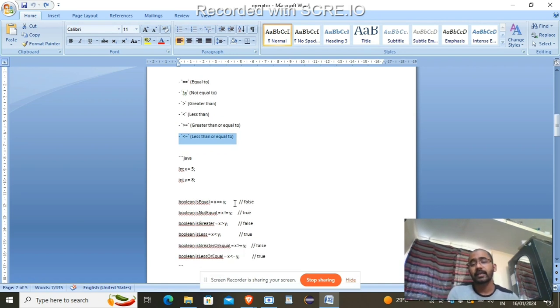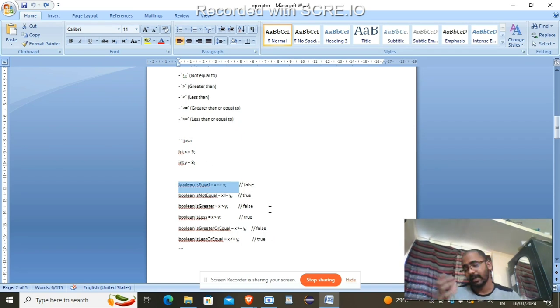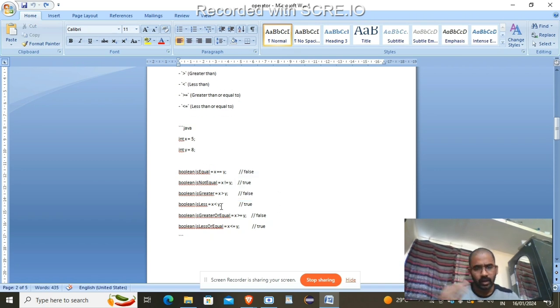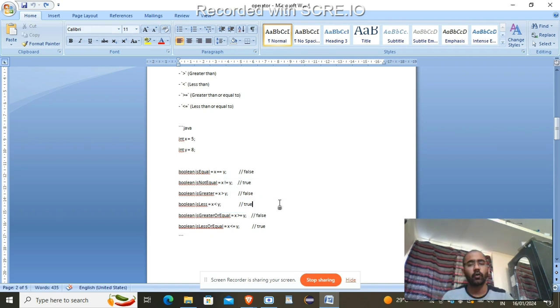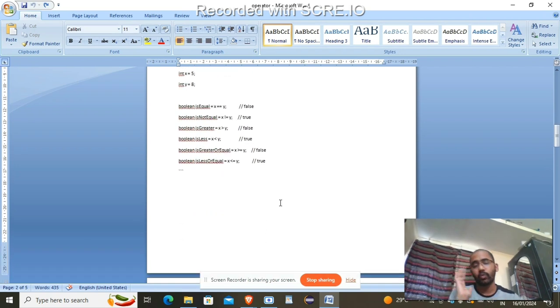For example, it only shows a boolean value. If x is equal to 5 and y is equal to 8, then x equals y gives false. Then x not equals to y is true, because x is equal to 5 and y is equal to 8. That's why it happens. And x greater than y is false, as you know. Less than shows true. It only gives a boolean value, true or false. Always remember that when we use a relational operator, it shows only a boolean value.